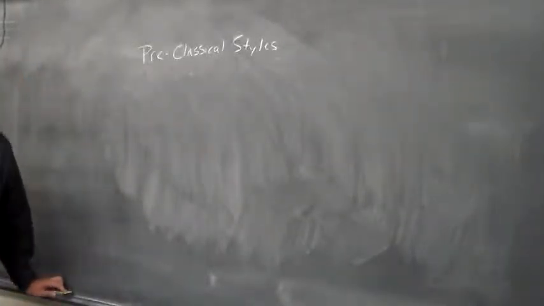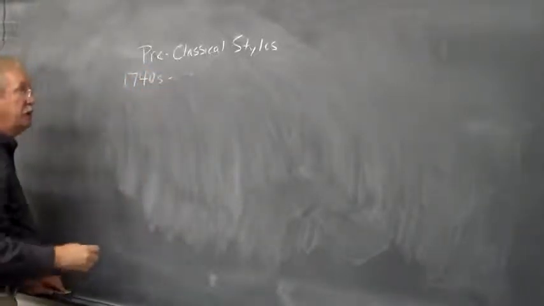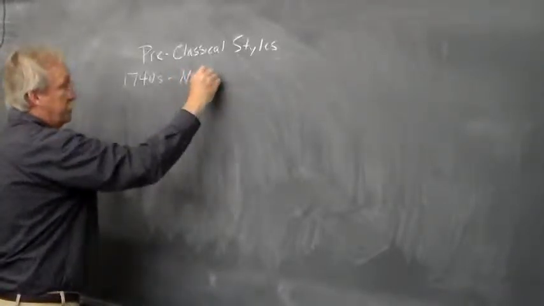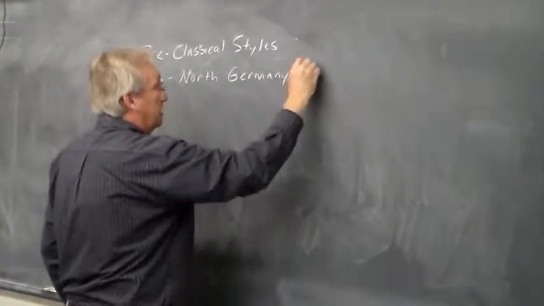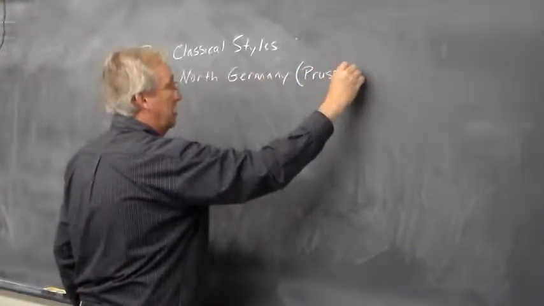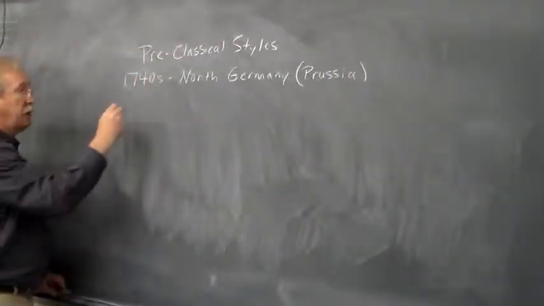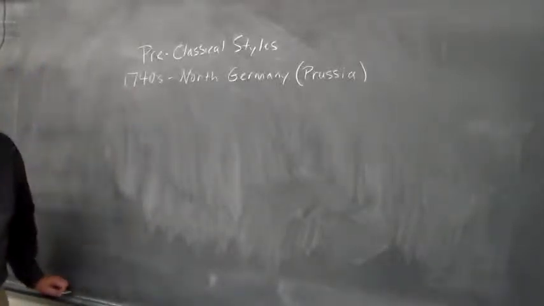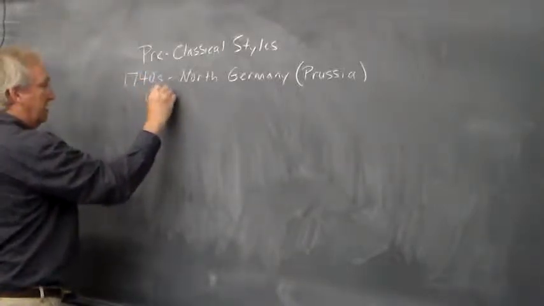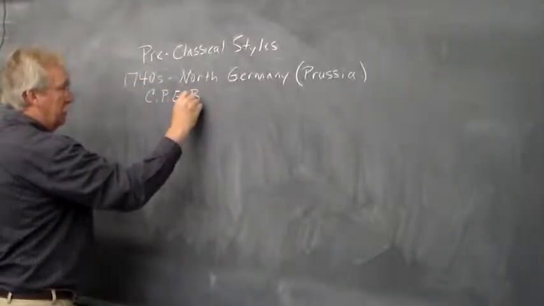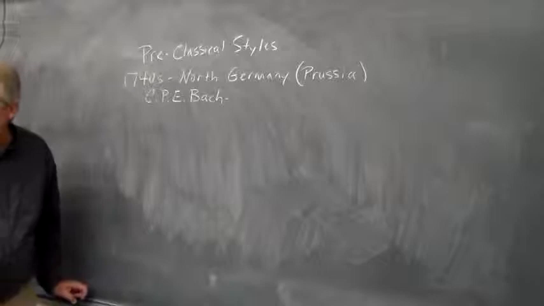All right, so this, the second style that emerged in the 1740s, and this is in North Germany, Prussia, is the style that's associated with Bach's eldest surviving son, Carl Philipp Emanuel, CPE Bach. CPE Bach is sometimes referred to as the father of the classical style.